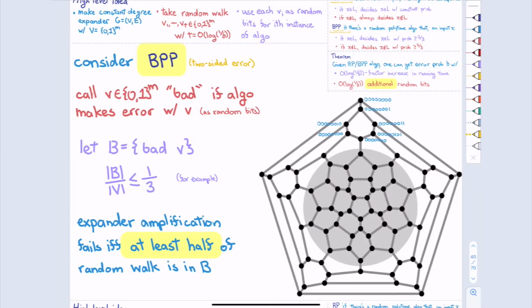Okay, so for BPP, this is where we take the majority vote. Let's say, again, we have some bad vertices and it's at most 1/3 of them or something. When we do the majority vote, we're going to fail if and only if at least half of the random walk is in B. As long as we can escape it most of the time, we should be in good shape. B represents much less than 1/2 of the graph, so you're hoping, on average, that should be the case.